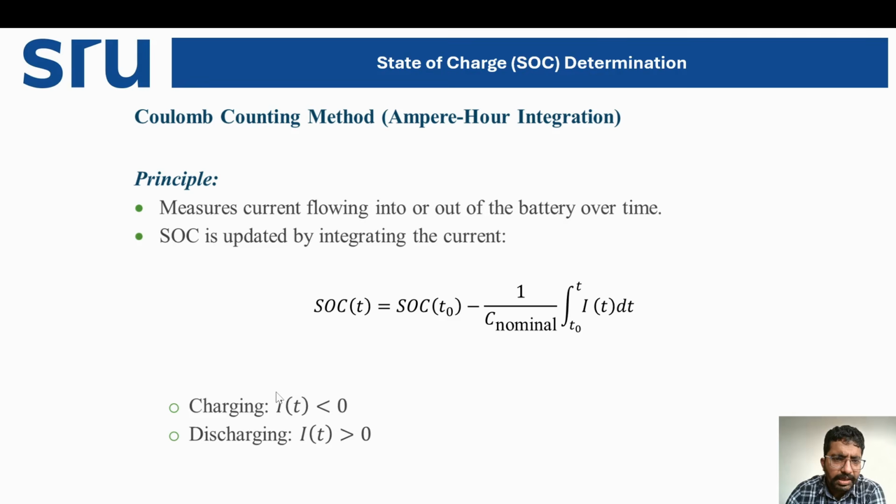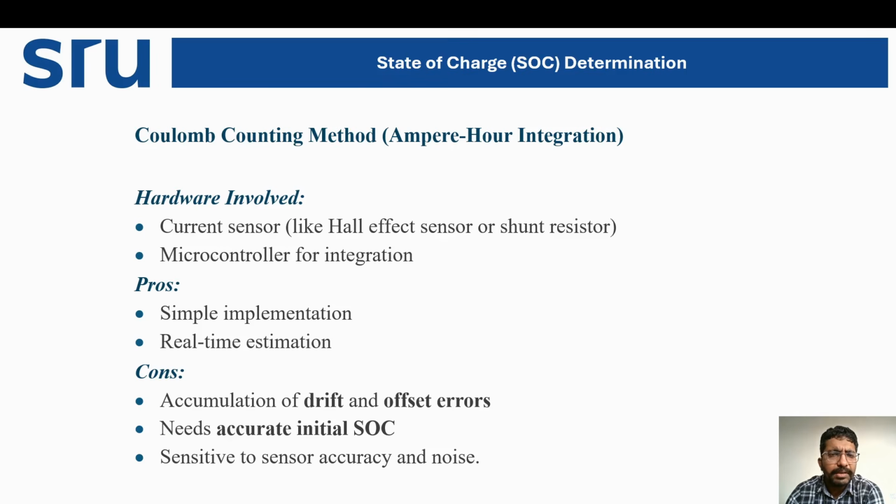During charging, this current I(t) is taken as negative, so automatically we will get a plus sign when we consider the charging case, because charging means state of charge will increase with time, so definitely it has to be plus. So charging current is taken as negative, discharging as positive because current is coming out. So the state of charge will gradually reduce with the passage of time as we go for discharging condition.